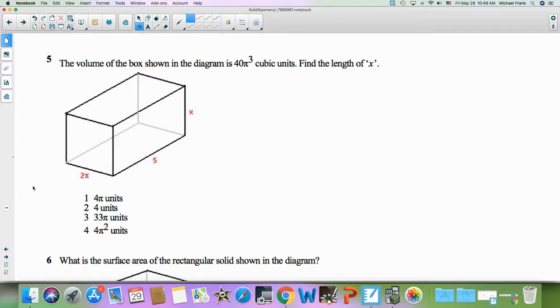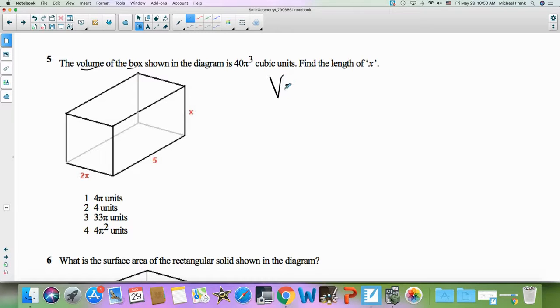Okay, oh, another one where they're giving us the side with pi. Interesting. And you can tell these are old Regents questions by the font. All right, the volume of the box in the diagram below is 40π³ cubic units. Can you find the length? Finding a missing dimension with volume is easier than it is with surface area. So I see volume and box, and I can see that the box has different dimensions. So it's not a cube, it's a rectangular prism.